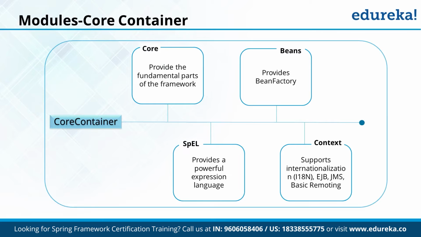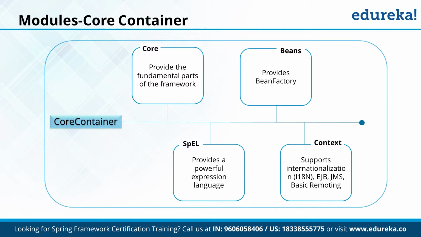So when we are talking about the core part of the Spring framework, we got a core container which focuses on dependency injection and inversion of control. So the core layer provides the fundamental parts for the framework. These are the base of the Spring framework. So we got something known as beans, context, and Spring expression language. These are the three important key concerns, right?